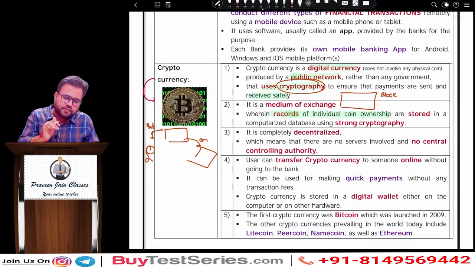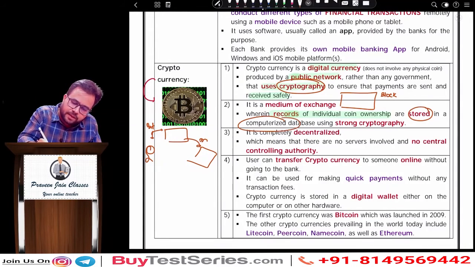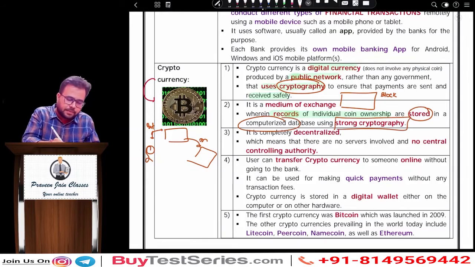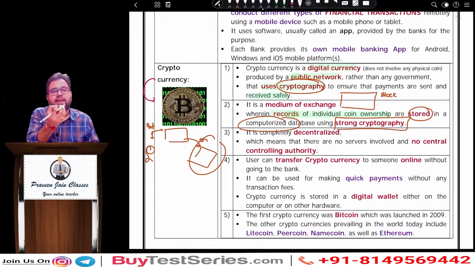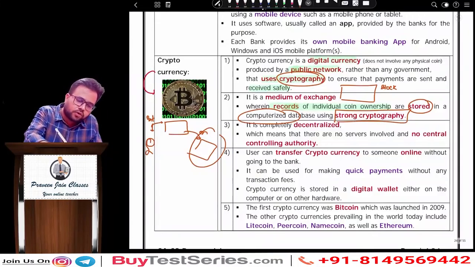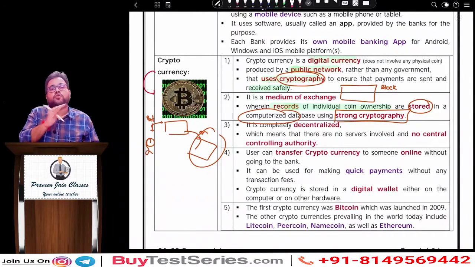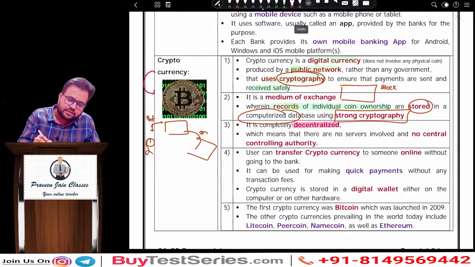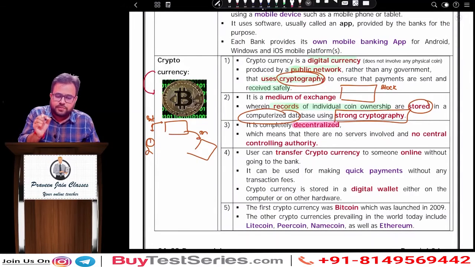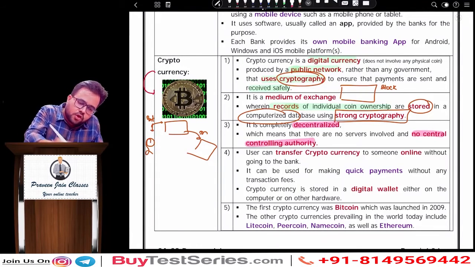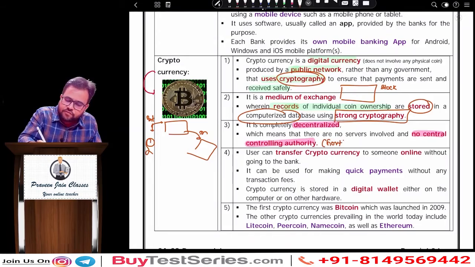Yes, bitcoin is a medium of exchange wherein records of individual coin ownership, मतलब how much I am having, sir, are stored in a computerized database using strong cryptography. मतलब even this digital wallet is encrypted with a strong algorithm, so others cannot see it, only I can see it. मतलब the owner, who is the real owner, sir. Now is it centralized? Nobody is regulating it, hence it is decentralized. So it is completely decentralized, which means that there are no servers involved and no central controlling authority, meaning no government is involved here, है ना?